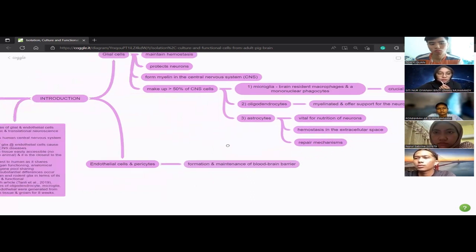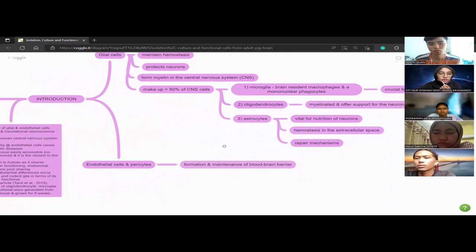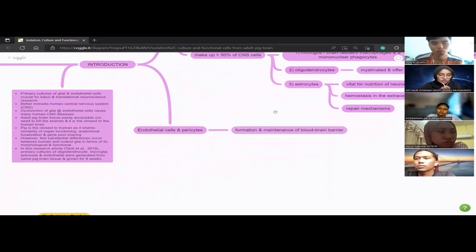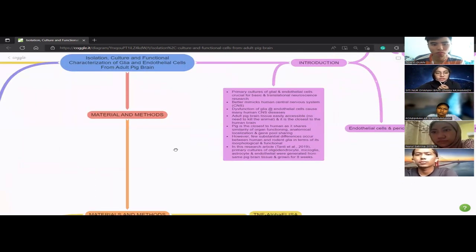Besides the glial cells, we can also find another type of connecting cells called endothelial cells and pericytes. These cells are important for the formation and maintenance of the blood-brain barrier. So I pass to the next presenter, please.